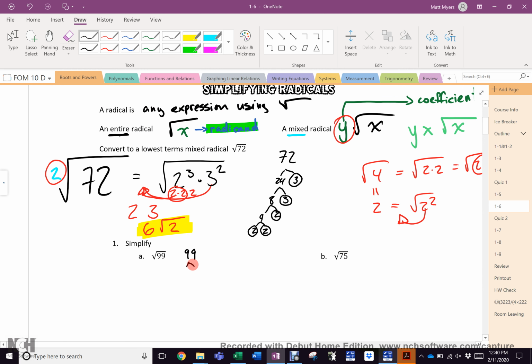What is your first branches of 99 going to be? 33 and 3. 3 and 33. Great. What's 33 going to be? 11 and 3. 3 and 11. So, what do I have there really? I don't have the square root of 99. I have the square root of 3 squared times 11, don't I? Do you see a group of 2? Yes. Where? On the inside. 3 squared. So what comes out here? 3, and what stays there? 11. Done. Everybody good?